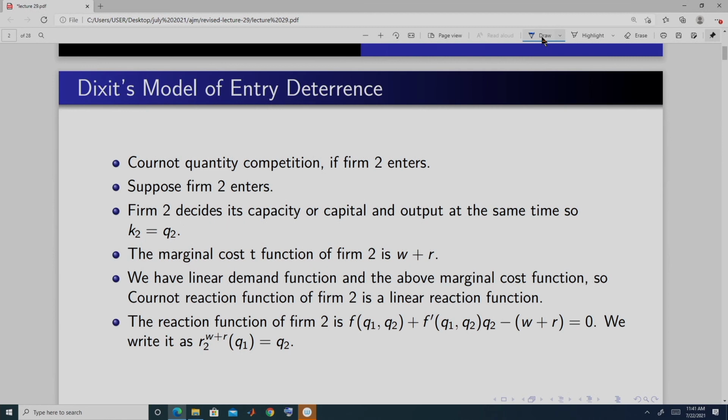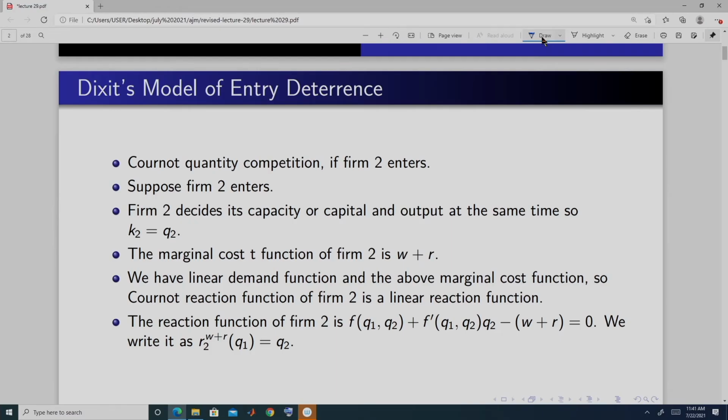So, we were doing the entry deterrence model, and specifically the Dixit model. In the last class we derived the reaction function of firm 1 and the reaction function of firm 2, given that firm 2 enters.